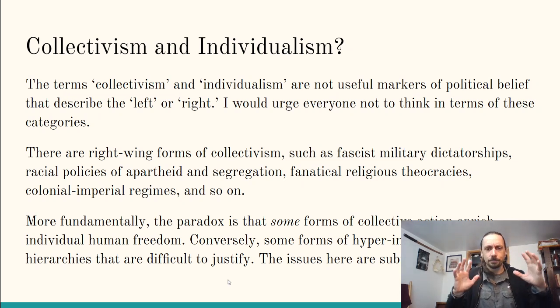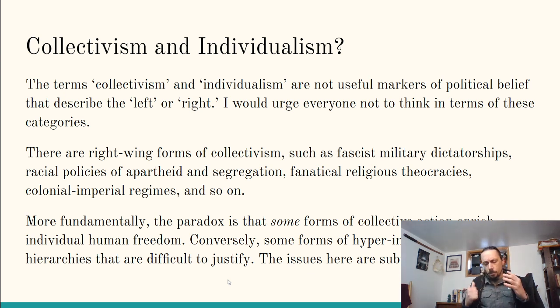because some people say, look, the left is collectivist, the right is individualistic, and I don't think that actually captures most of the divisions here. There are obviously right-wing forms of collectivism, right? Military dictatorships, racial policies of apartheid and segregation, right?